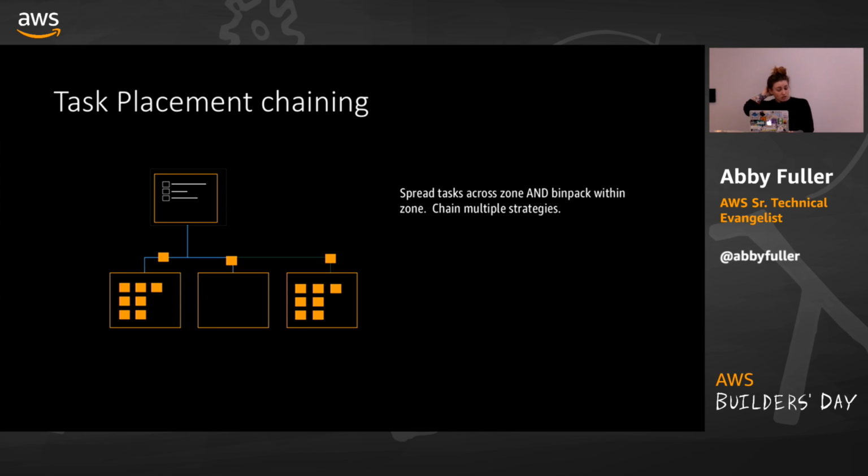You can chain these though. So if I wanted to spread across zone and then bin pack within that, I can add multiple strategies. I could do distinct instance within spread: spread as much as possible, but make sure that they're on distinct instances. I could do it by affinity. I think the most common one, though, is probably bin packing while also spreading by availability zone. So still keep high availability, but use my infrastructure as tightly as possible beyond that.